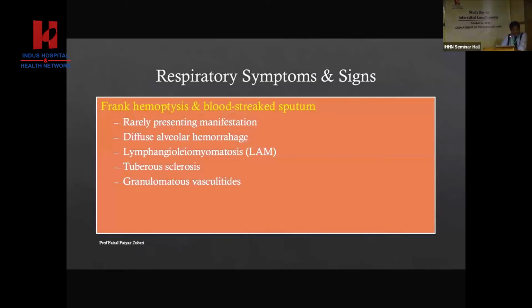Frank hemoptysis is generally not common, though blood-streaked sputum may occur. So it's a rare presenting manifestation. A person may present with frank hemoptysis in certain disorders like diffuse alveolar hemorrhage, LAM, tuberous sclerosis, and the vasculitides, which may present like this as well.